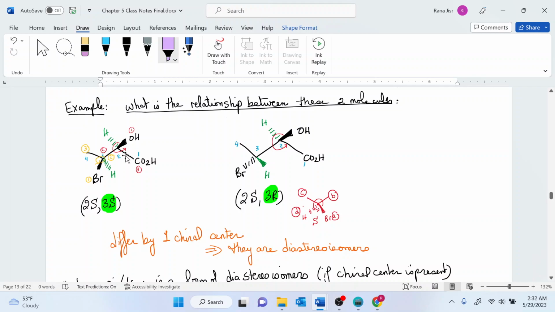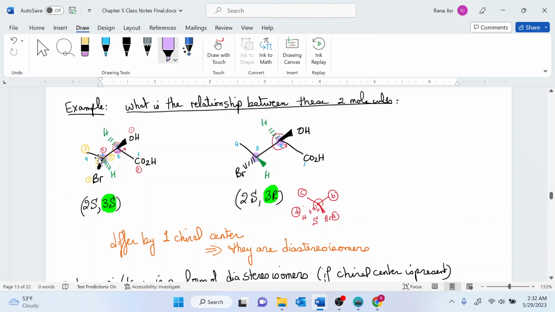If you are given two molecules and you are asked to find the relationship between those two molecules, there's a lot of practice in the practice sheet. Please do that. But in order to solve these types of problems, the first thing that you do is locate your chiral centers. After you locate the chiral centers, you check the groups around the chiral center because there is a possibility that you end up getting a different molecule. So these will be completely different molecules. So make sure that the groups are the same.